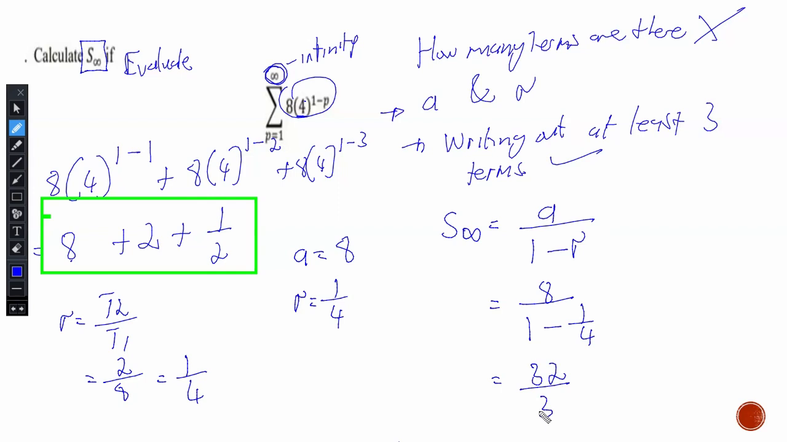You can leave it like that as a fraction, or if you want to write it as a decimal, write to only 2 decimal places, which is 10.67, right? Either way, it is correct, whether you leave it as a fraction or you decide to write to 2 decimal places. But then follow the steps. Number 1, write out at least 3 terms, and then find your value of a, find your value of r correctly, and then do whatever you're supposed to do.